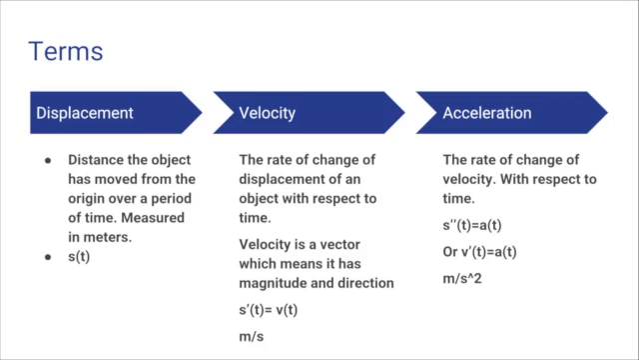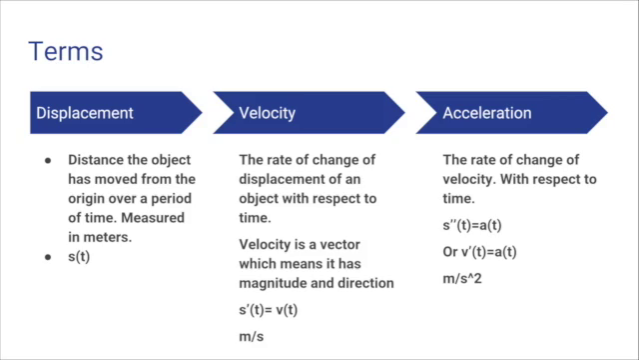Now the next term is velocity. Velocity is the rate of change of displacement of an object with respect to time. Velocity may seem like the exact same thing as speed, but velocity is a vector, which means it has magnitude and direction, whereas speed just has magnitude. So the actual way an object is moving, whether in the positive or negative direction, will determine the sign of velocity.